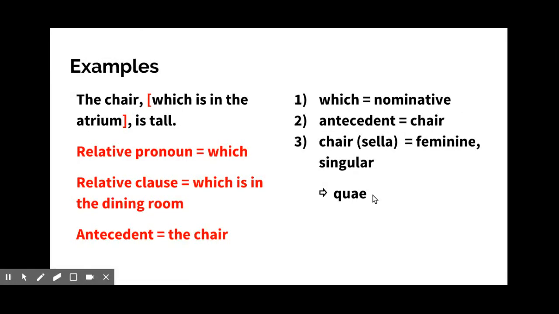Now this is a good opportunity to talk about the fact that all Latin nouns have some sort of gender. Just because you say which does not imply that you're referring to an object that is neuter.